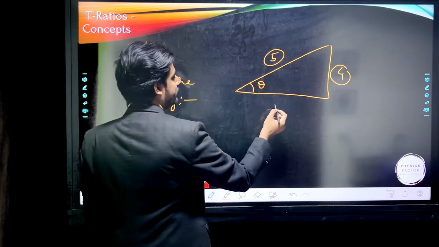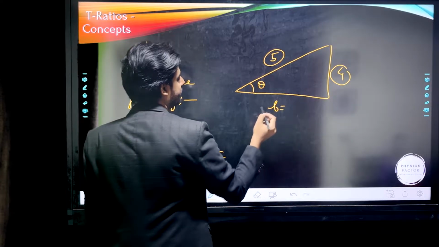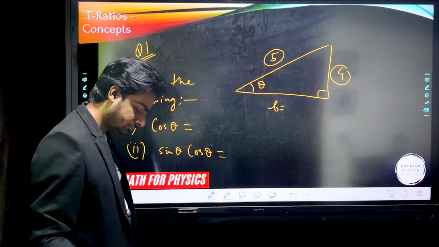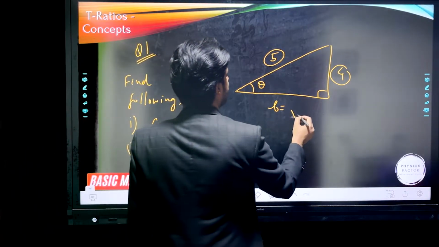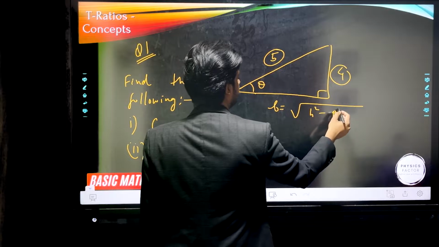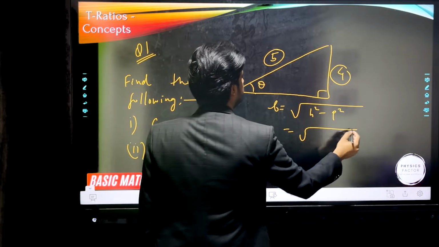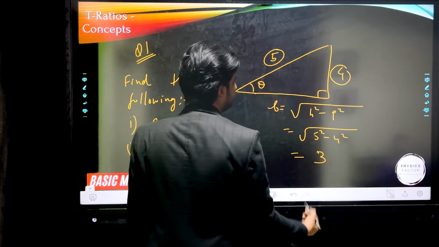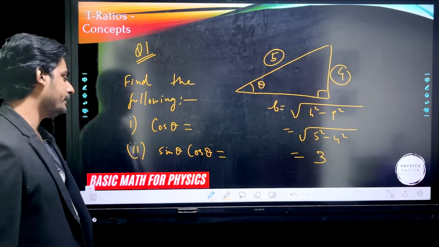So base we will calculate using the Pythagoras theorem. You must be knowing the Pythagoras theorem. It is basically root of hypotenuse square minus perpendicular square. So root of 5 square minus 4 square. So 3. So base we got is 3.